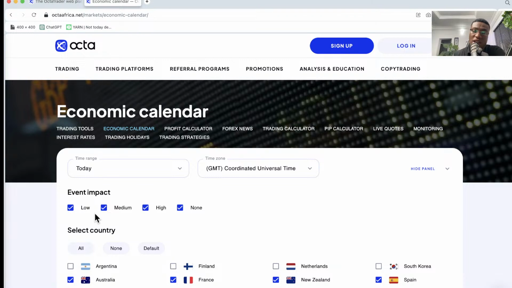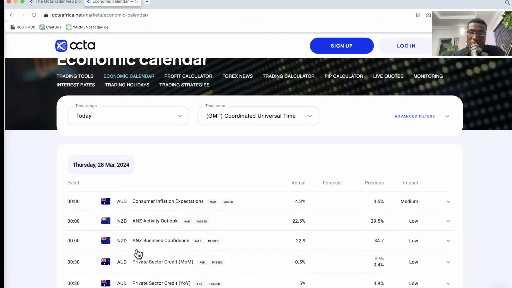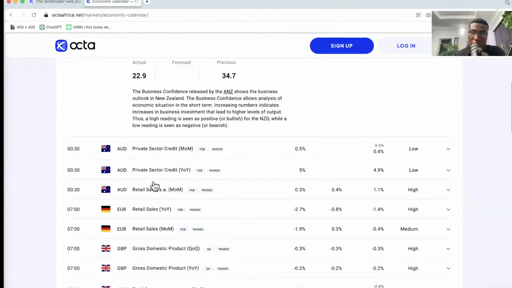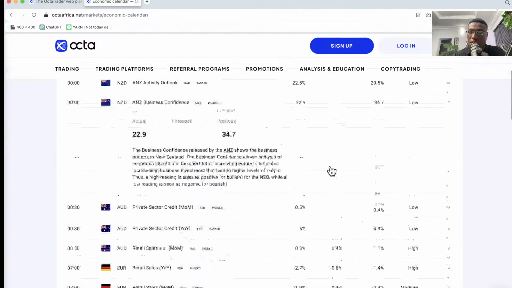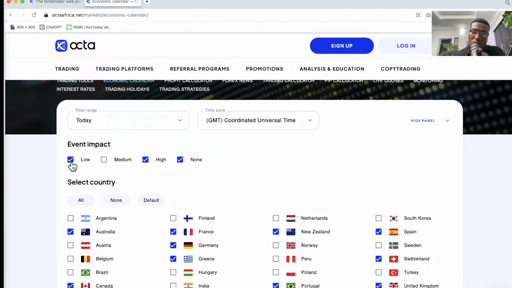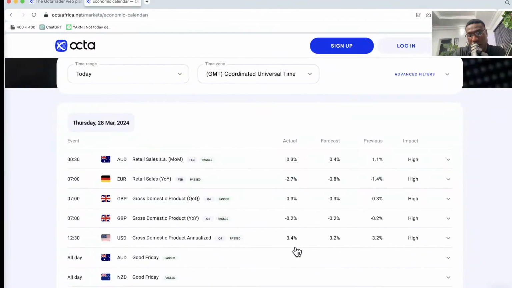So just to get the knowledge of low impact events, like let's say business confidence regarding the New Zealand dollar, you can just always read this and know what it means, how it's going to impact this currency, even though the report is low. But at the end of the day, you get the knowledge about business confidence. There are also a lot of them, private sector credit, all that. And when you start to understand them, you can adjust your filter just like I do and focus just on high impact events. Now, how do you read the economic calendar?